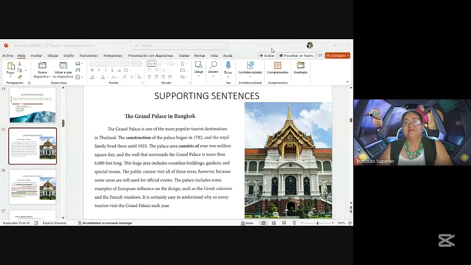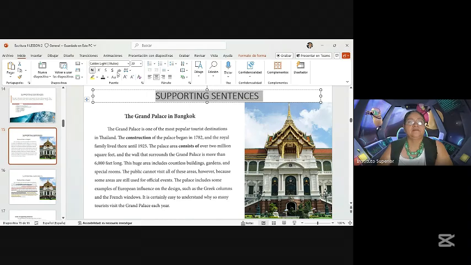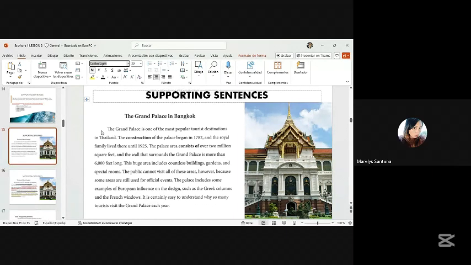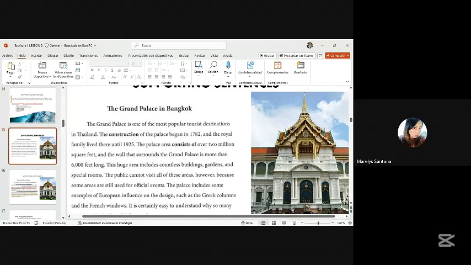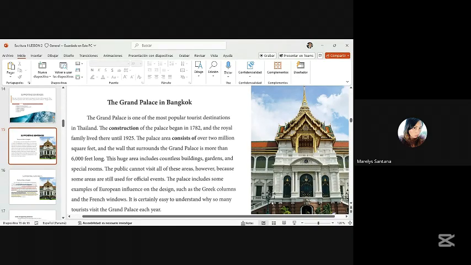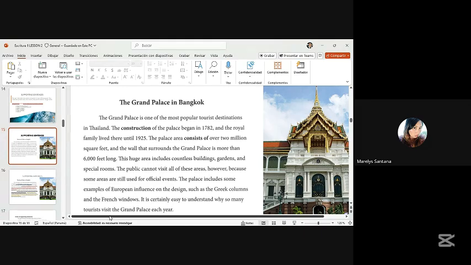A volunteer. Tell me, please. Me, Professor. Thanks. The Grand Palace in Bangkok. The Grand Palace is one of the most popular tourist destinations in Thailand. The construction of the palace began in 1782, and the royal family lived there until 1925. The palace consists of over 2 million square feet, and the wall that surrounds the Grand Palace is more than 6,000 feet long. These huge areas include countless buildings, gardens, and special rooms.